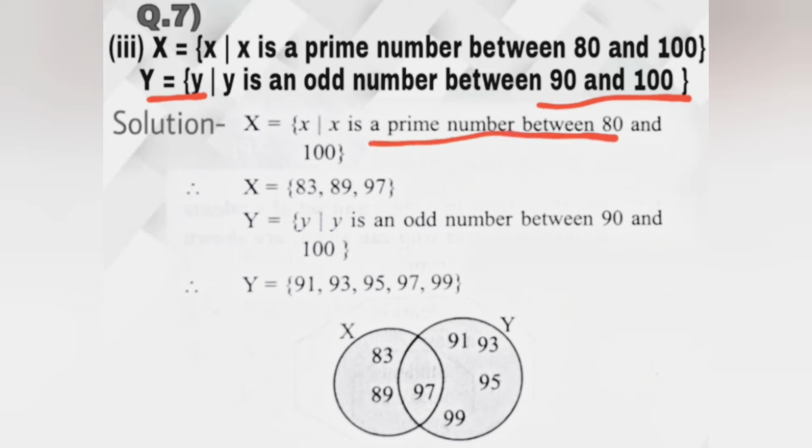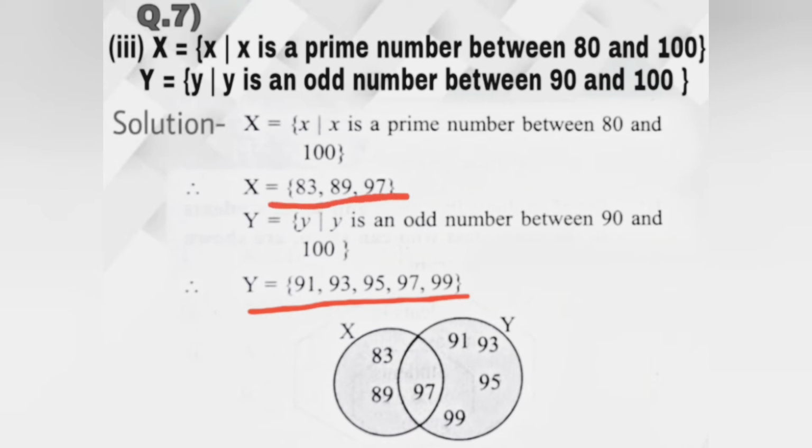The prime numbers between 80 and 100 are 83, 89 and 97. So the elements of set X are 83, 89 and 97. Next, set Y: the odd numbers between 90 and 100. This is easy. The elements are 91, 93, 95, 97, 99. So we have found the elements of X and the elements of Y in listing method.